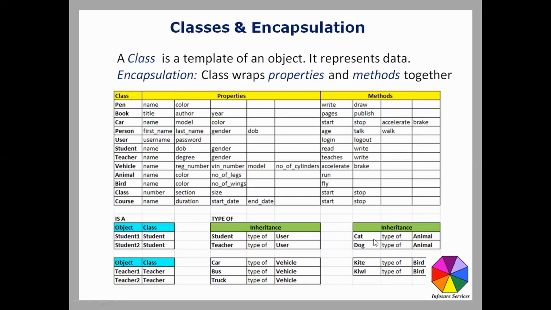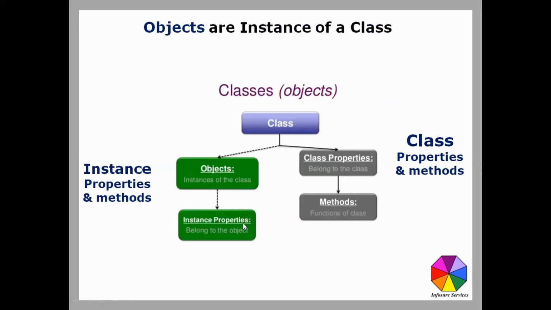So here, cat is a type of animal. Dog is a type of animal. So cat and dog have inherited from the animal class. The same way for bird. Vehicle is your parent class. You can have car as a subtype. We did this last time. I think we had worked on car and vehicle last time, car and bus and truck. So that's inheritance.